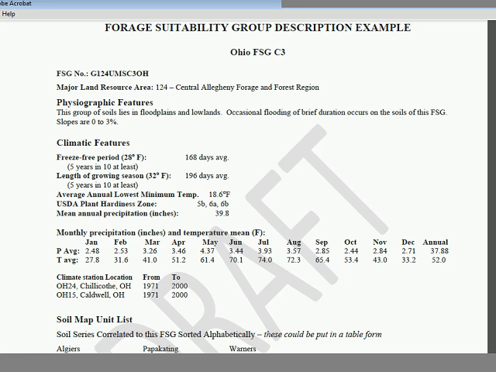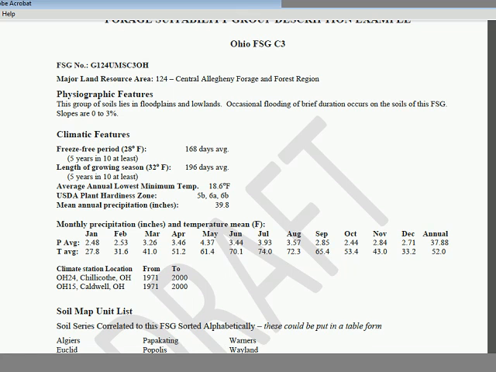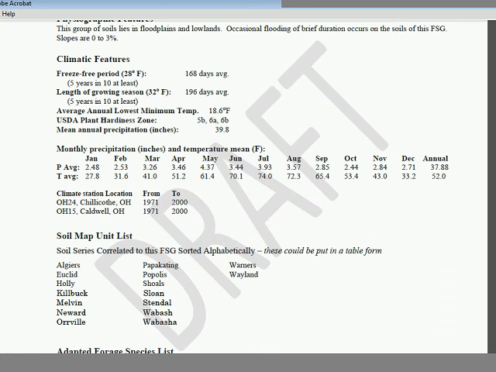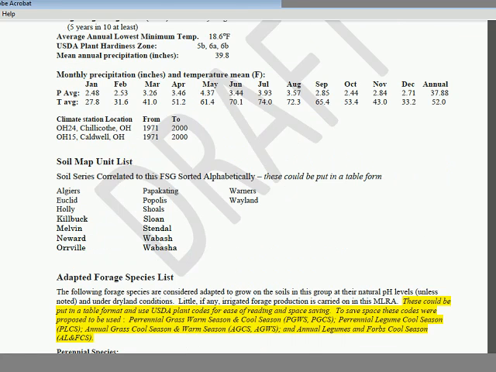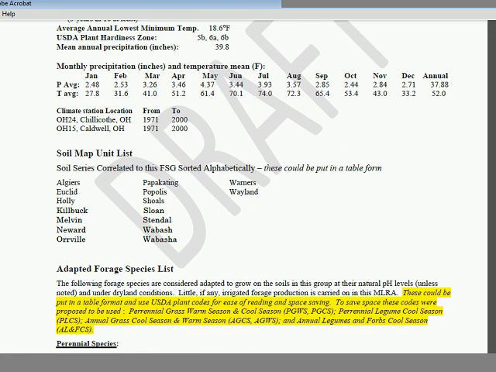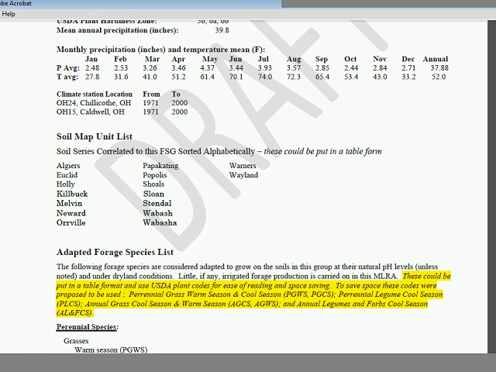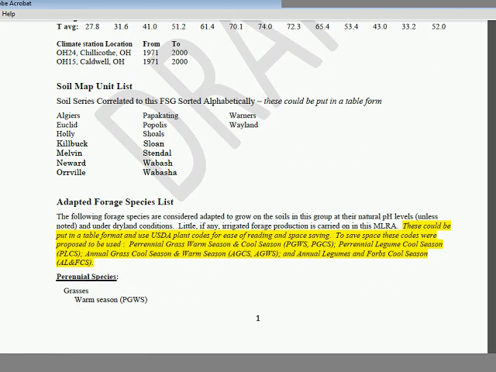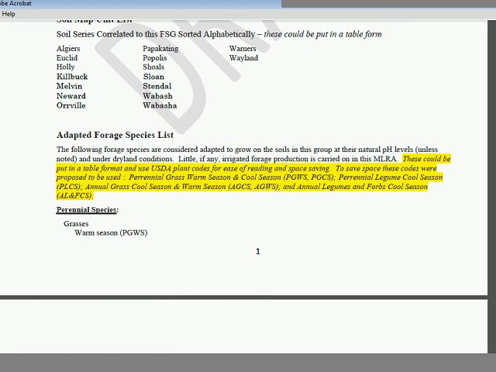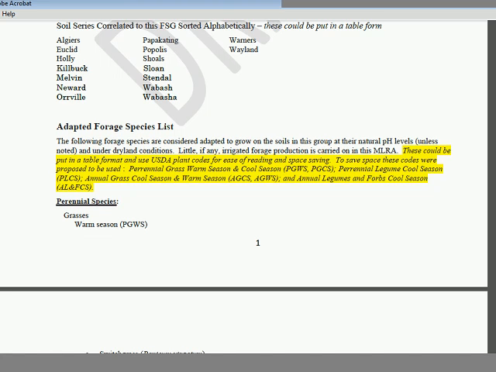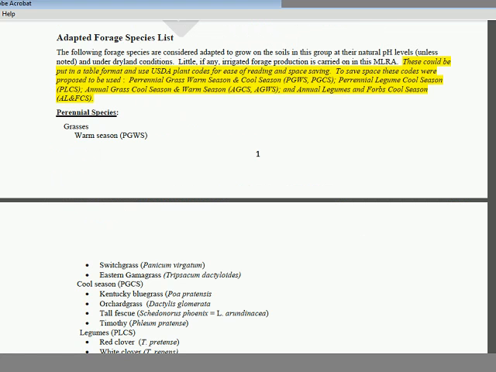This thing was several pages long. Well, here's one that's 4 or 5 pages long. A lot of the information is in a table format. That makes it easier for people to be able to quickly get to the information they want, what soils are in this forage suitability group. In this highlighted area, I just wanted to show you that some people even further abbreviate this by using plant codes to save space, and they put it in a table format. I just wanted to show you different ways that this is done.